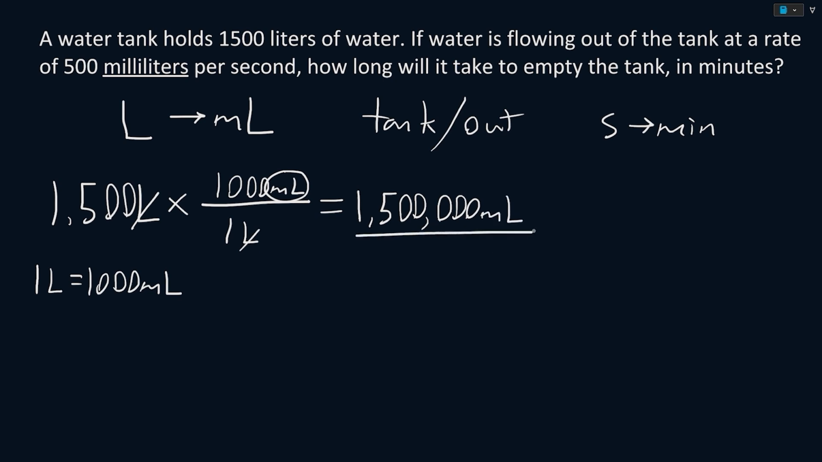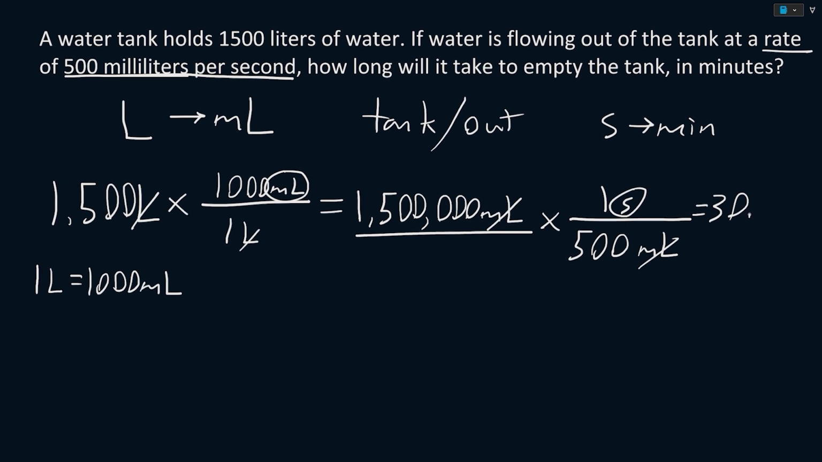In order to find out how long it takes the tank to empty, we need to multiply by our rate. Our rate is 500 milliliters per second. We want to know the time, so we put seconds on top, and that is equal to 500 milliliters. Here the milliliters cancel and leave us with seconds. Solving this tells us that it takes 3,000 seconds for the tank to empty.